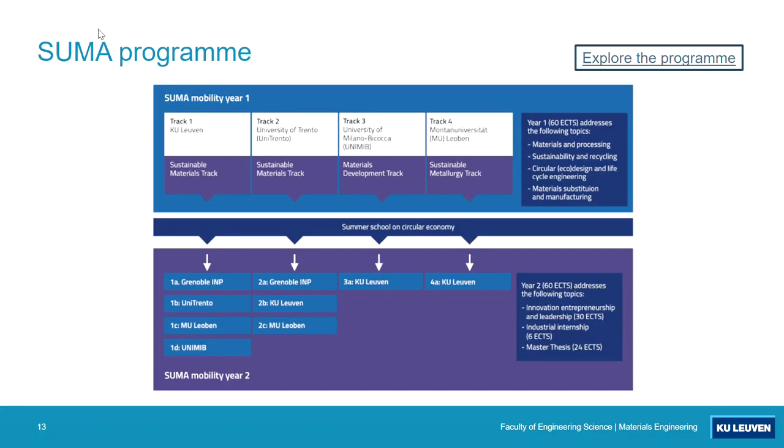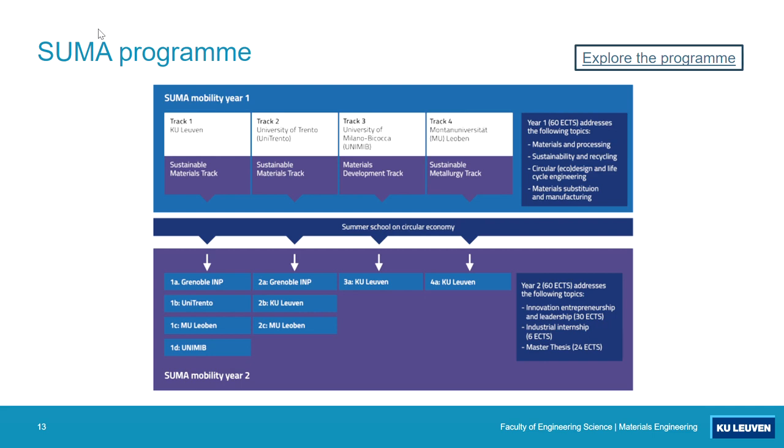The SUMA program, which is based on sustainable raw materials and includes recycling, circular eco-design and life cycle engineering, as I said before, is a European program, which means that you can do each year of the master in a different country. For the first year, there are 4 different tracks. KTH is track number 1 in sustainable materials.